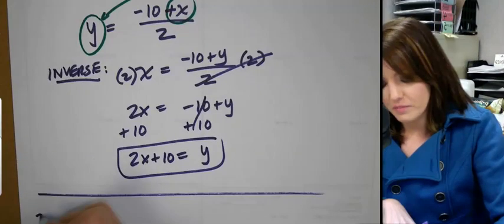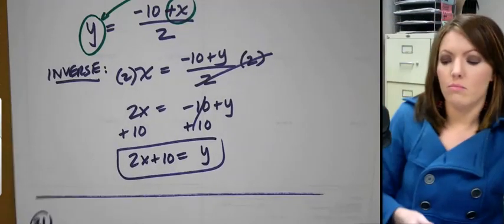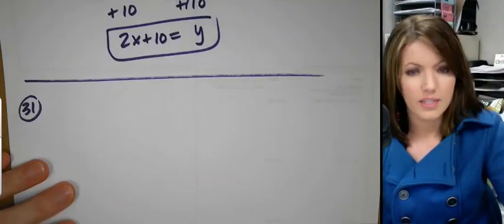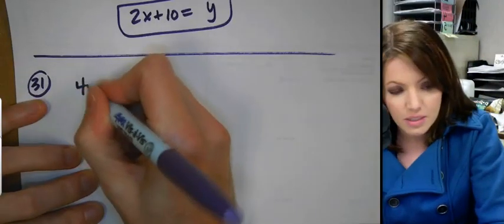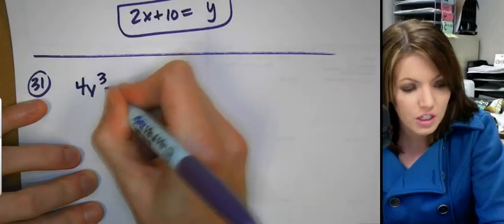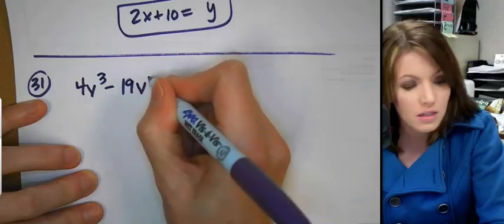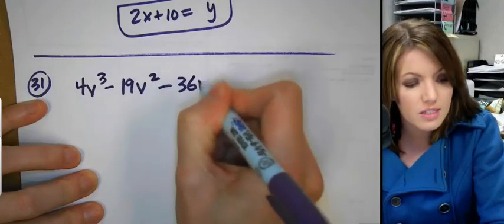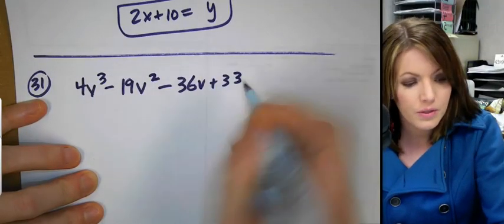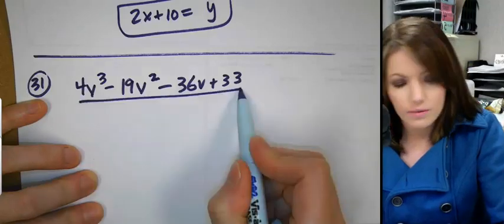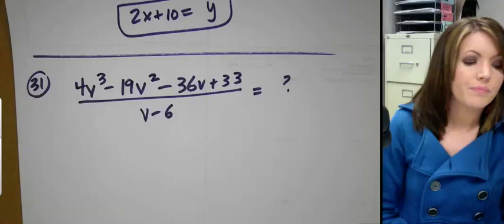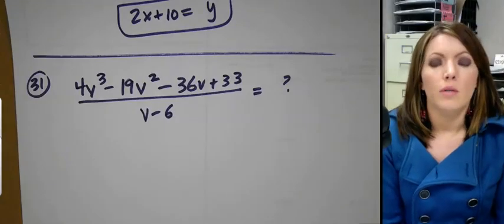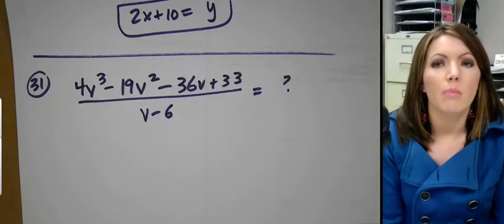Okay, 31. We are moving quickly. Quick is good, especially toward the end of the year where we're all ready to be totally done. Okay, 4v cubed minus 19v squared minus 36v plus 33 all over v minus 6. We want to see what does that equal. Okay, so we have a couple of options here.